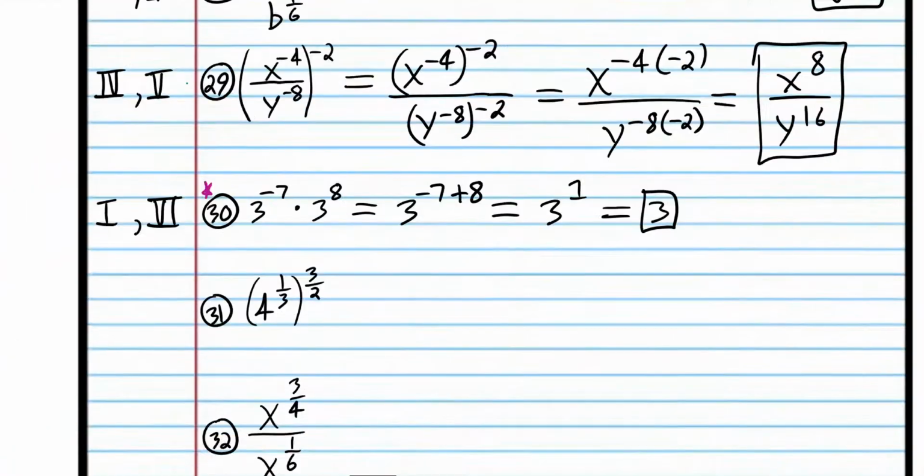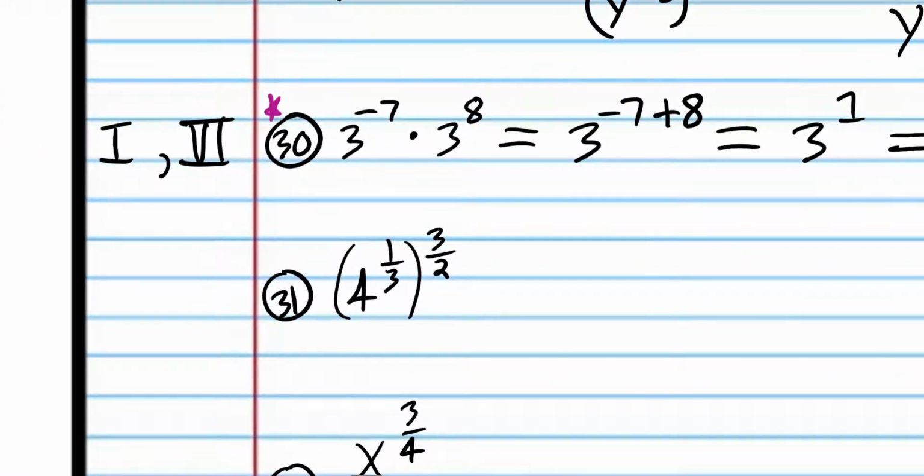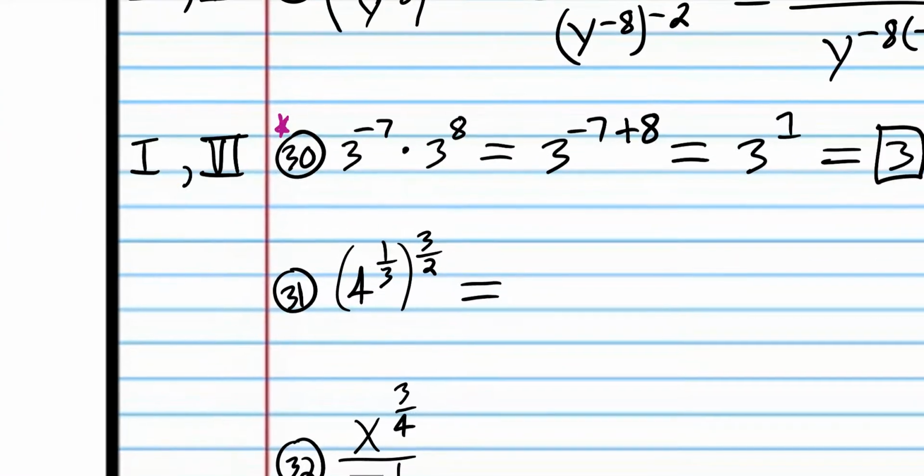All right, we're back. So we're raising a power to another power, so we're going to multiply the exponents. That's rule number 5.